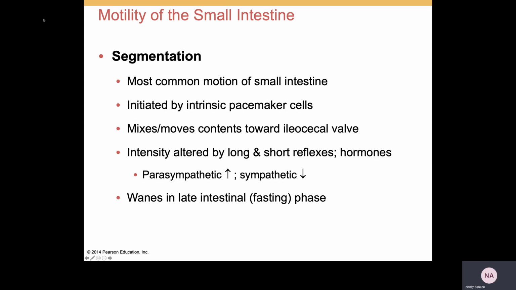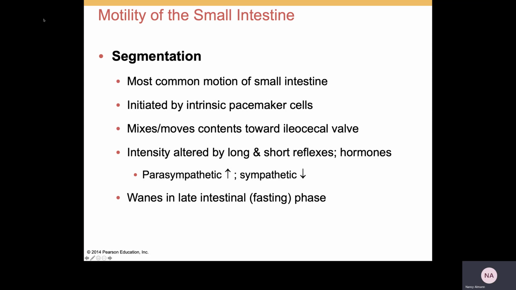The intensity of that segmentation, which is basically like clumping up that material and mixing it around, will be affected by reflexes, sometimes short, sometimes long, hormones, and sympathetic or parasympathetic autonomic nervous system activities. Parasympathetic means you will have more digestion. Sympathetic means you will have less digestion.